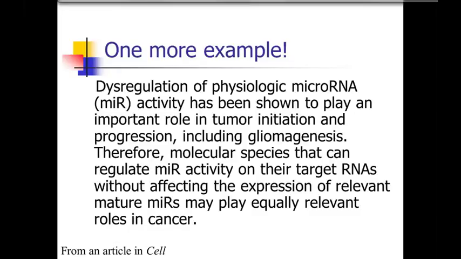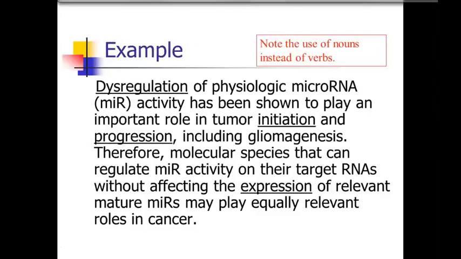So for this example, I'm going to point out some very specific features that make these two sentences difficult to read. So first, as in the examples we saw earlier, there's the use of nouns rather than verbs. The authors use dysregulation, initiation, progression, and expression. Those are all nouns that could have been verbs: dysregulate, initiate, progress, and express. Verbs really move the sentences along, whereas nouns slow the reader down.